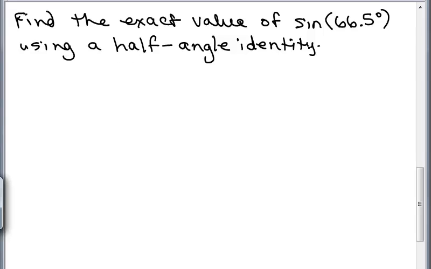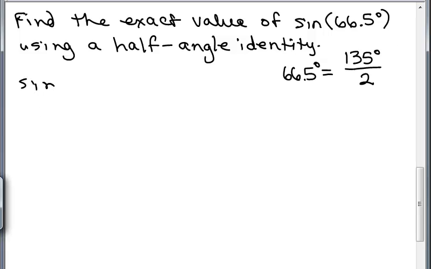All right, we're going to find the exact value of sine of 66.5 degrees using a half angle identity. So this means we want to write 66.5 degrees as half of some angle. In other words, 66.5 degrees is what divided by 2? Well, the easy way to get this answer is you do 2 times that number, and that would be 135 degrees.